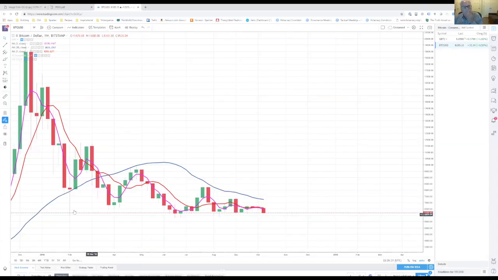But in any case, we've got the price below the intermediate term and below the short term, and we've got the short term below the intermediate term and below the long term. We are in a bear market.